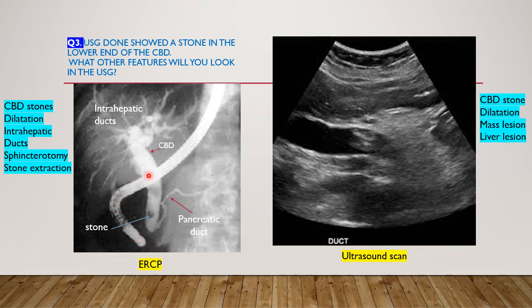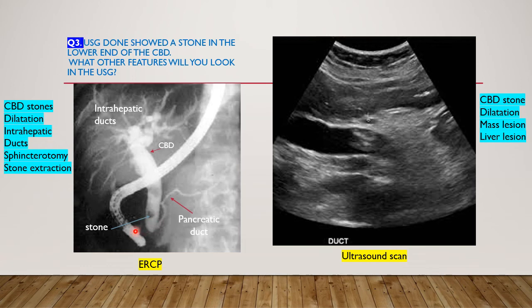Then this is an ERCP film which we do. Since we have done this, there's a stone and that's dilated, and then the ERCP will be the next line of investigation for this patient. We'll proceed with an ERCP.